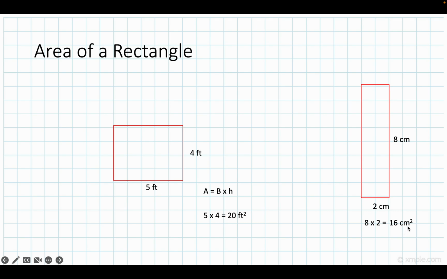Notice what happened in both the first example and the second example: when I multiply centimeters times centimeters, I get the little squared number there. When I multiply the feet times the feet, that becomes feet squared. It's important to notate that.